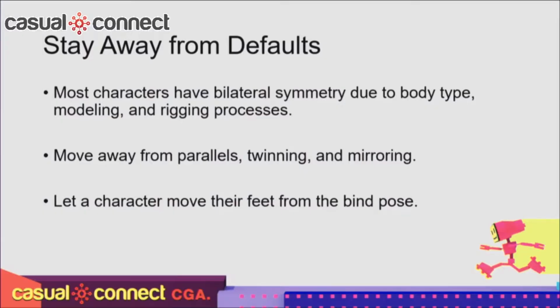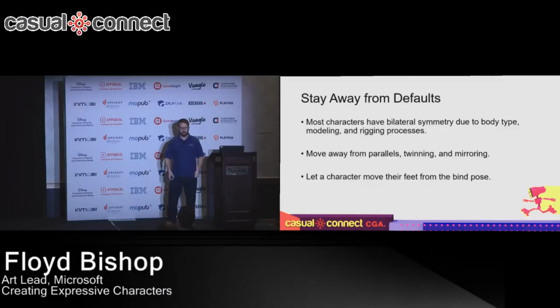Like I mentioned, bilateral symmetry tends to be very static, so you want to steer away from the defaults. When you're rigging or modeling, it's very easy to do bilateral symmetry and get that other side for free, but you don't want that in your character. You want to stay away from parallels. When you're animating, maybe don't have both hands come up at the same time; offset a little bit, and let your character's weight get on one side or the other. You also want your character to move their feet from the bind pose.